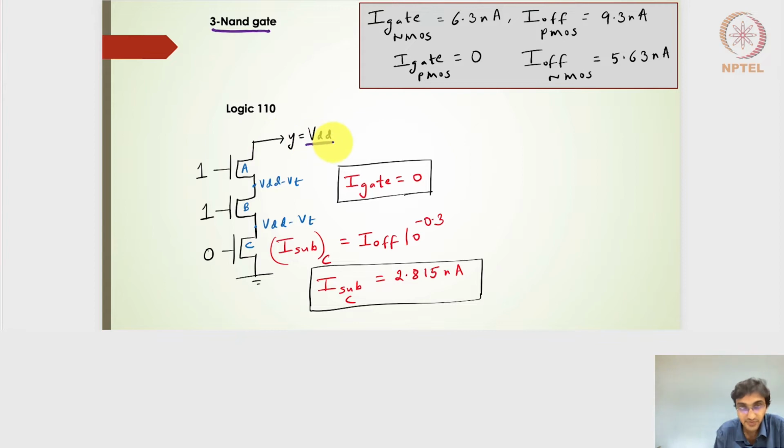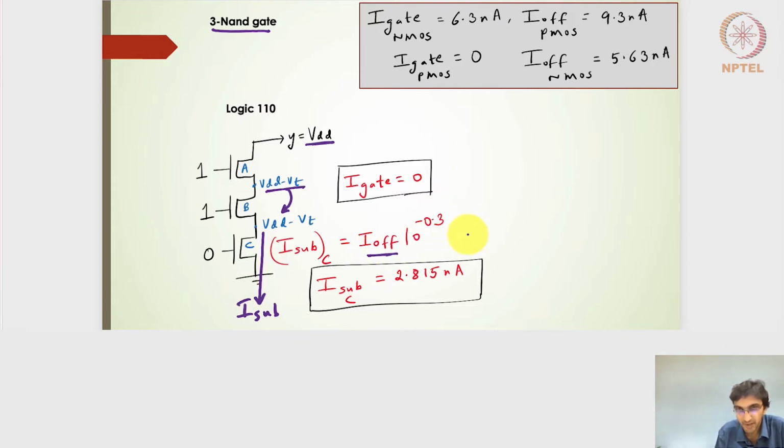On one side it is VDD, so it is going to pass VDD minus VT here. And this transistor also being on, it is going to pass the VDD minus VT into the other side of the diffusion. The C transistor is the one which is off, so I'm going to get the subthreshold leakage current coming from the C transistor. On one side it is VDD minus VT, the other side it is 0. So I will have 10 raised to minus 3 multiplied by I off.